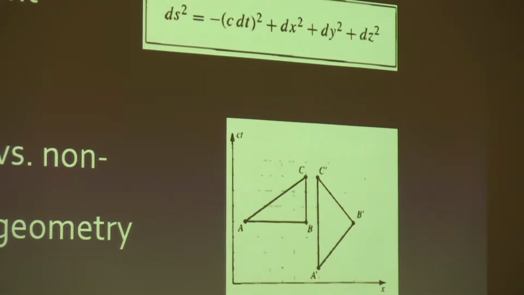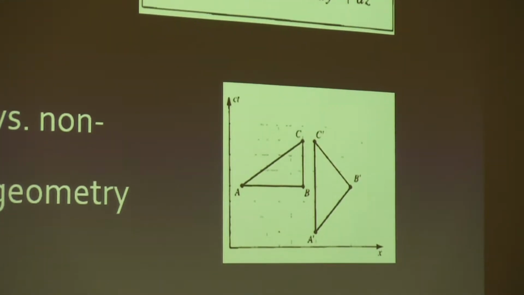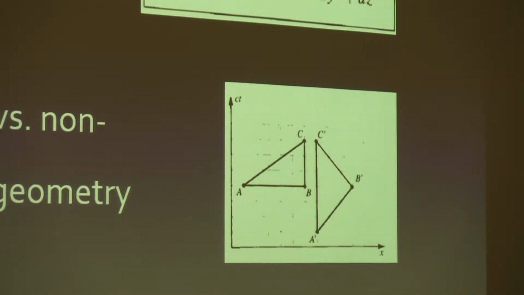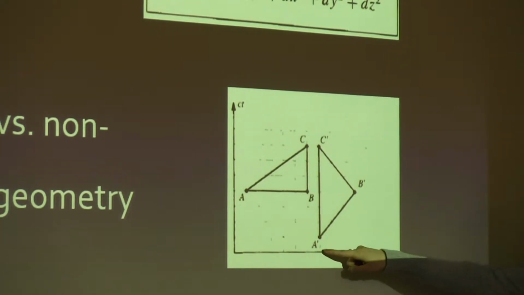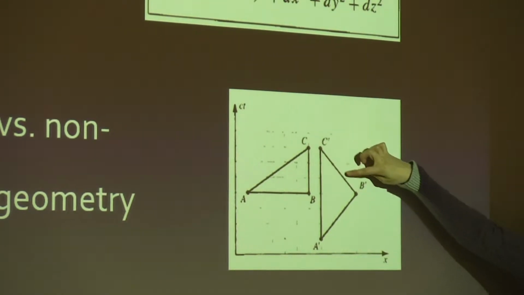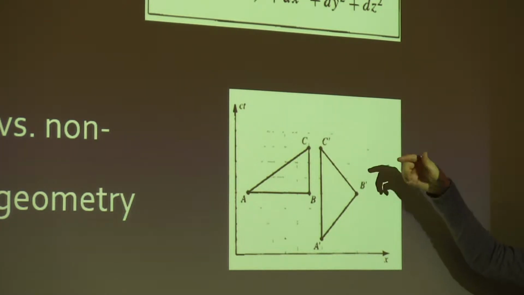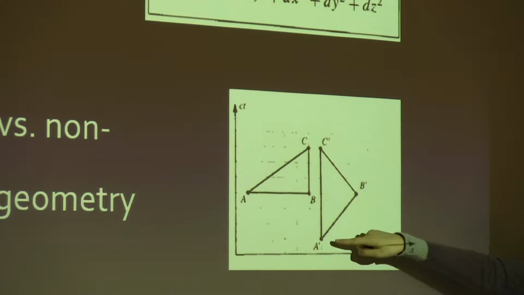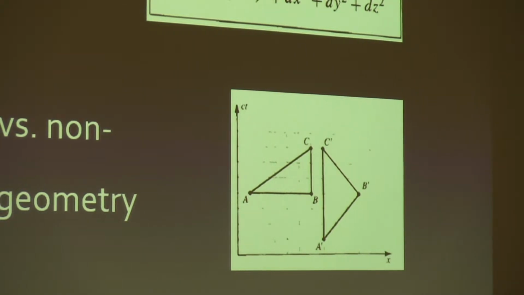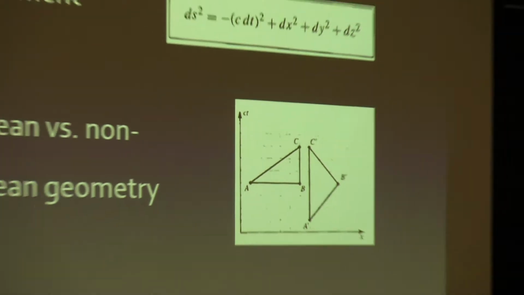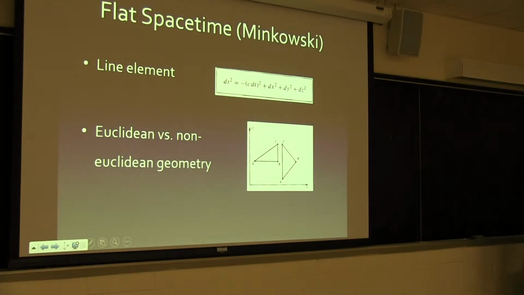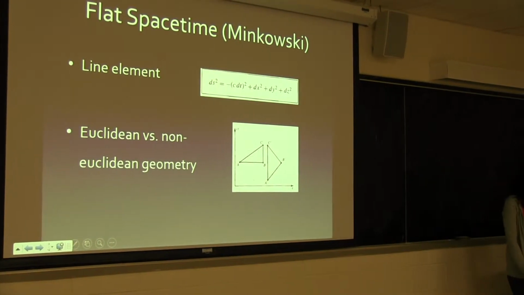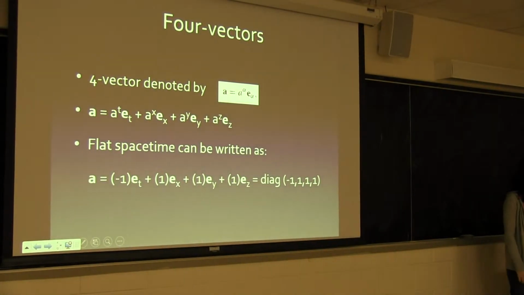Nothing surprising there. But in non-Euclidean geometry, the shortest path is actually taking A to B, B to C, because due to the negative sign in time, they cancel out, so the path length is 0. And A to C prime is actually the longest path. So that's how curved spacetime works. It's not the way we usually think about it.